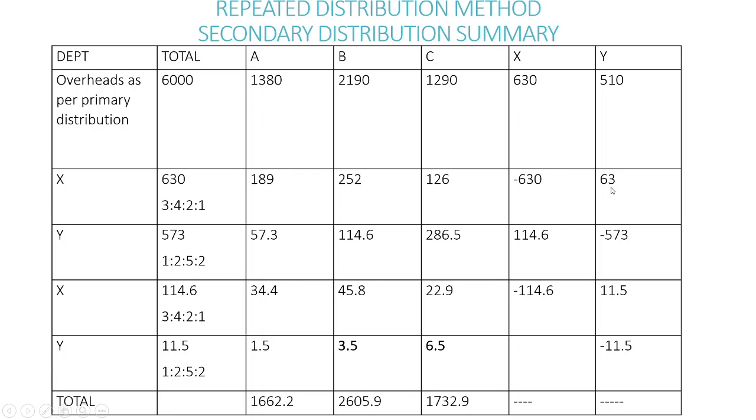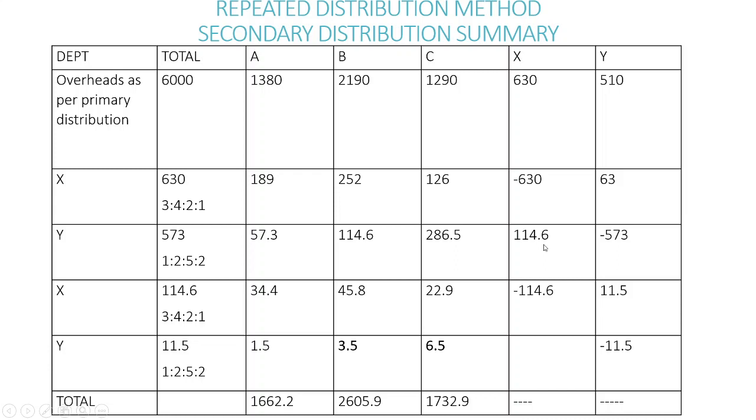Next, we have to distribute Y department overheads. Y department has 510 as per primary distribution. Now it has 63 rupees overheads from X department. So the total is 573. So Y department 573 should be distributed to A, B, C and X department. The ratio is 1:2:5:2. So for A department 57.3, for B department 114.6, C department 286.5 and X department 114.6.